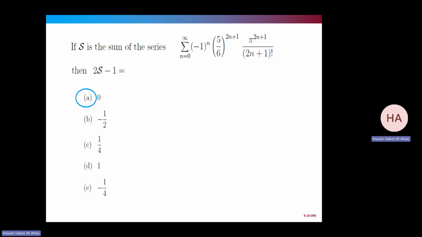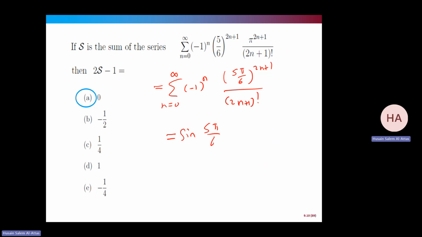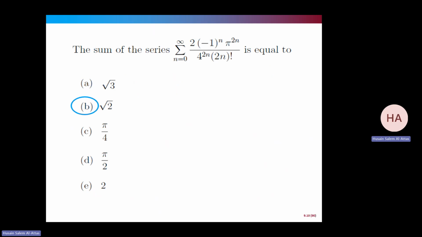If this is the sum of the series, okay. Yeah, very clear. This is sine. So I have minus 1 to the power n, 5 pi over 6 to the power 2n plus 1 over 2n plus 1 factorial. So this is sine 5 pi over 6. Second quadrant, so sine is positive, so it will be half. That will be s. You want 2s minus 1. That will be 1 minus 1, which is 0. So that will be the answer.